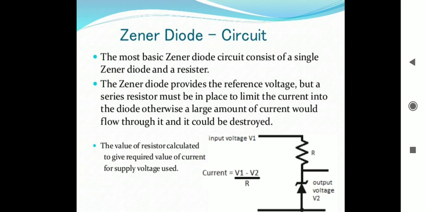So the Zener diode is also called a voltage regulator because it always regulates a constant voltage when you connect the Zener diode in reverse bias.